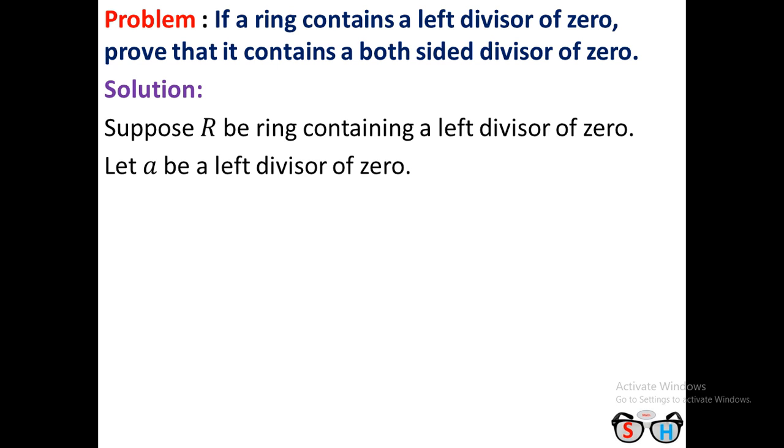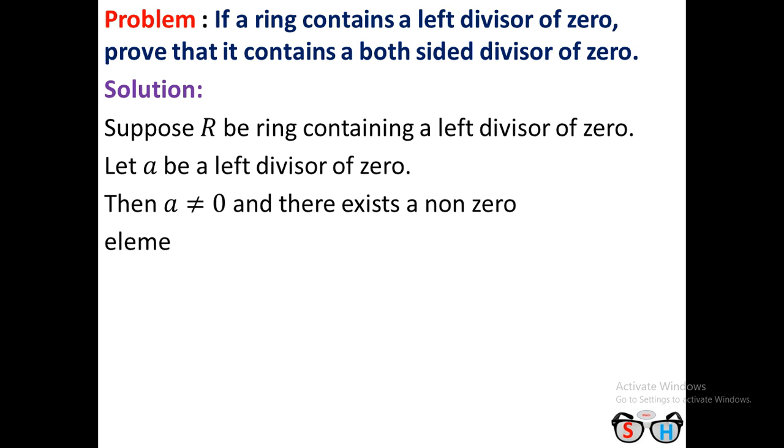Here we consider R is a ring containing a left divisor of 0, and suppose a is a left divisor of 0. Then from the definition of left divisor of 0, we can find a non-zero element b such that a times b equals 0.